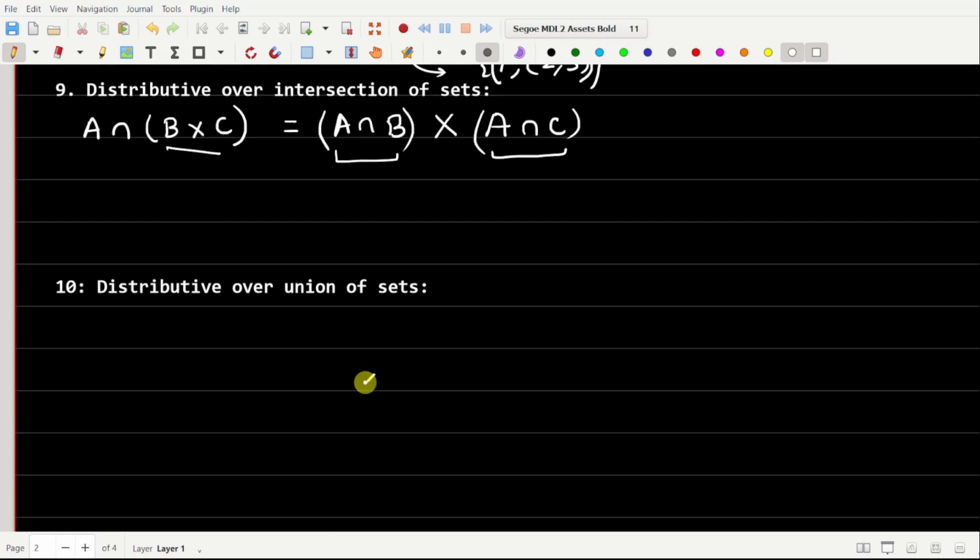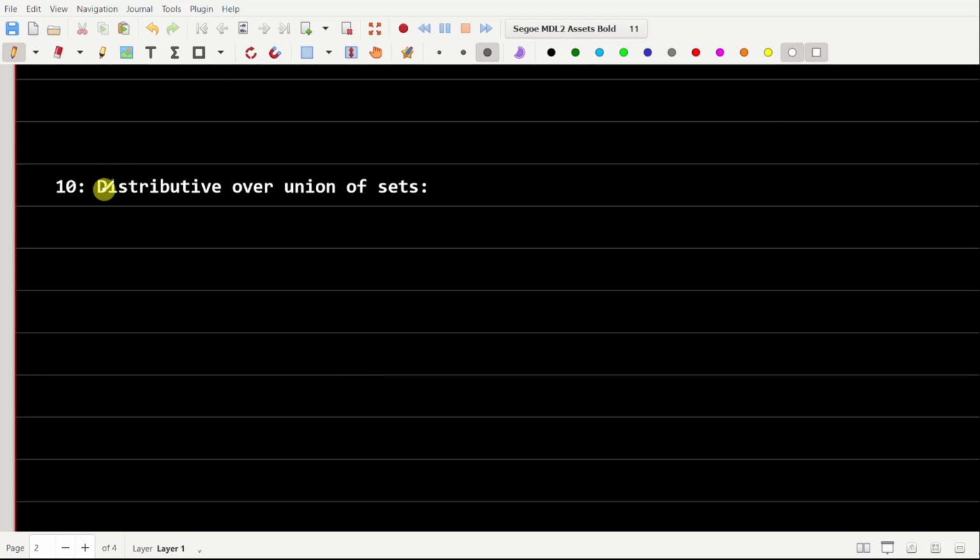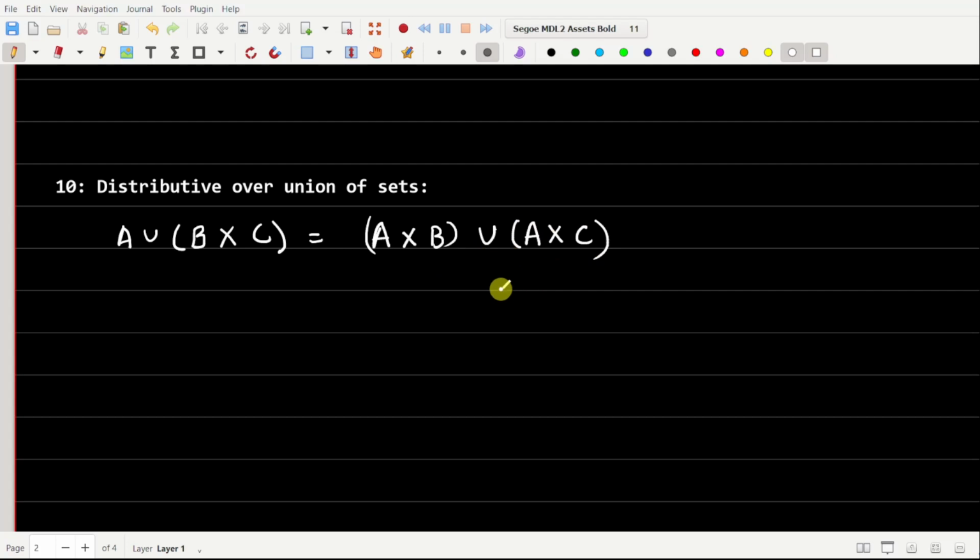Now distributive over union of sets. It is again the similar thing. If we have got three non-empty sets, then A cross (B union C) will be equal to (A cross B) union (A cross C). Okay? So like this.